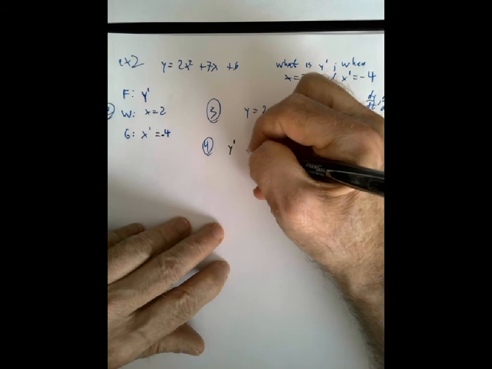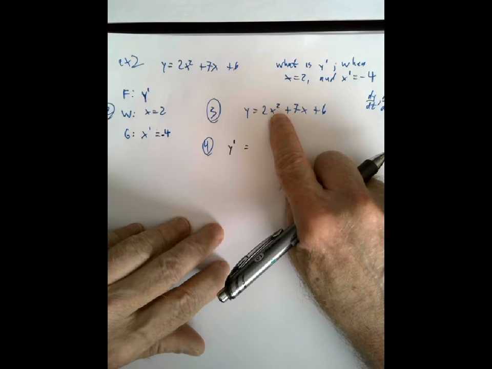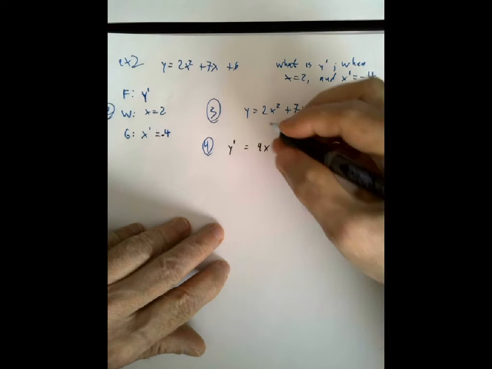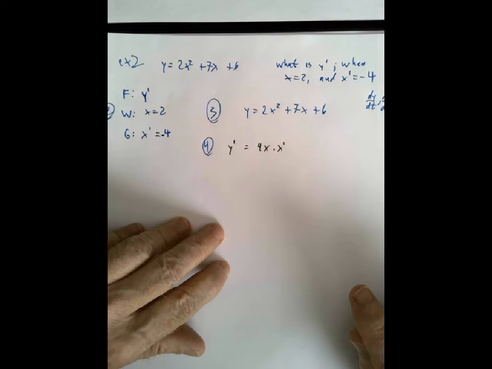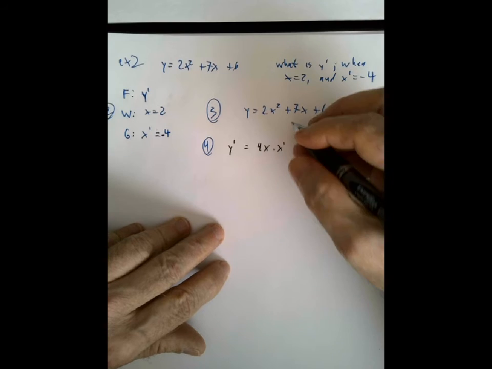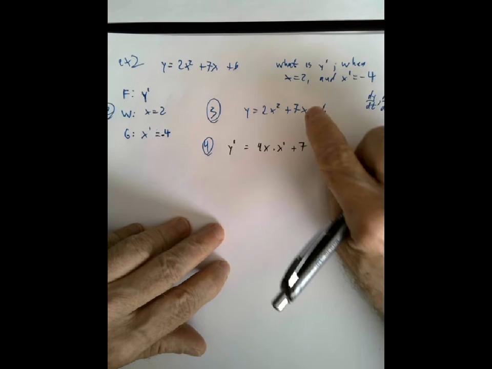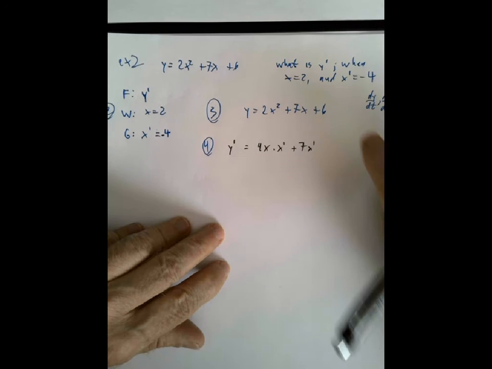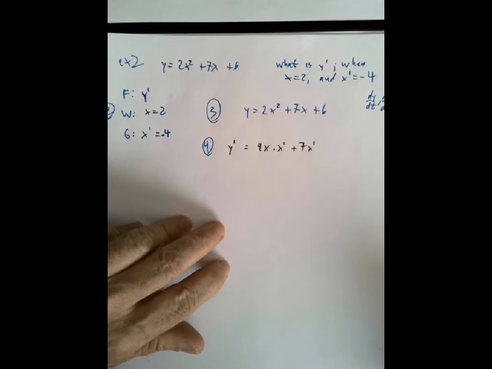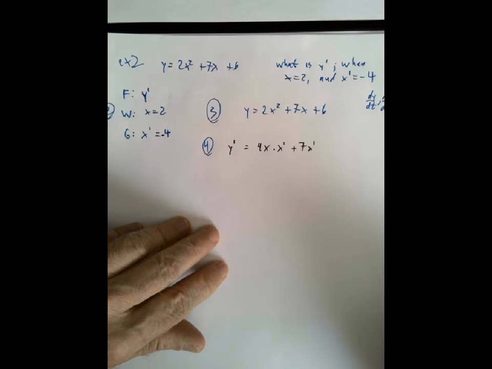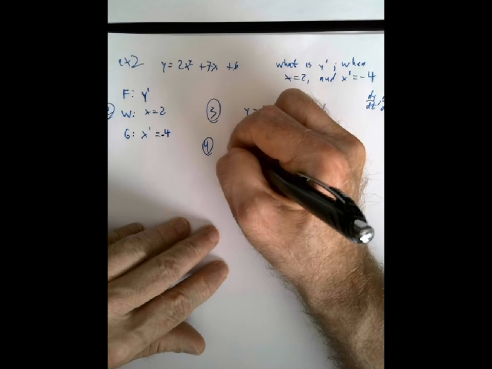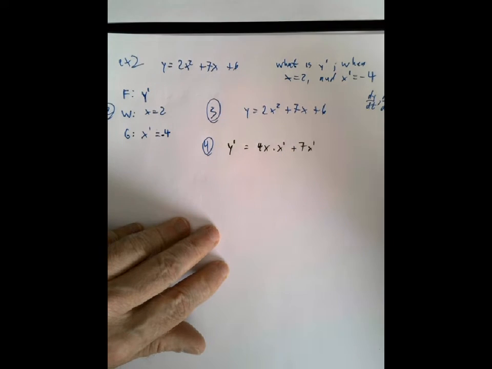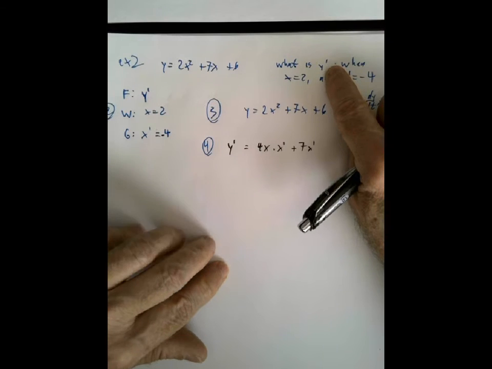We'll use the chain rule. The derivative of the outside is 4x. The derivative of the inside is x primed. For the 7x, the derivative of the outside is just 7, and the derivative of the inside is x primed. And the derivative of a constant is still 0, so the 6 drops out. Now, that's step 4. This derivative equation is going to give us the answer to the problem we're solving for, which is y primed.